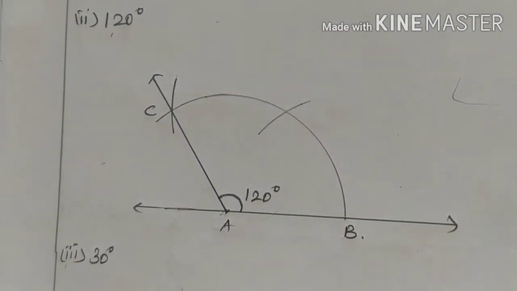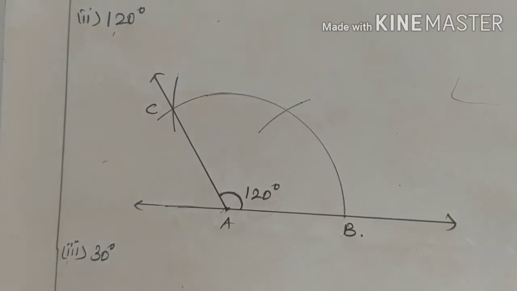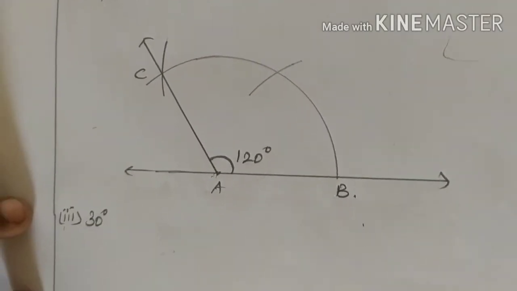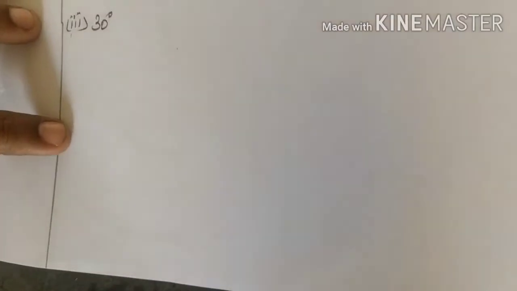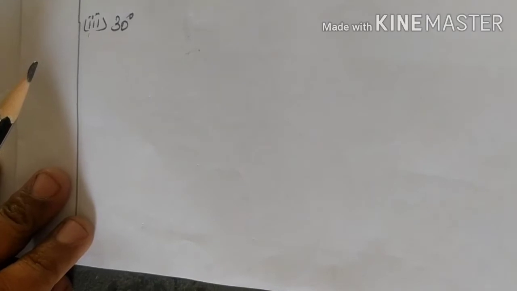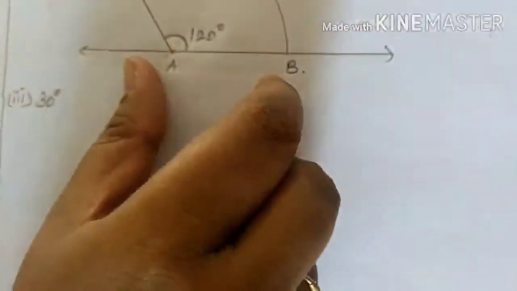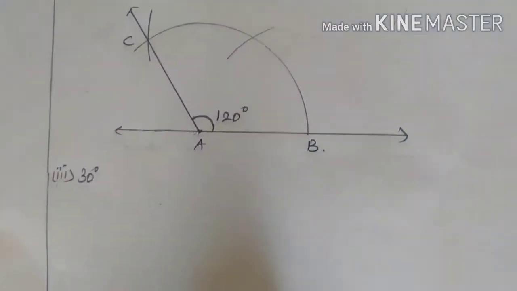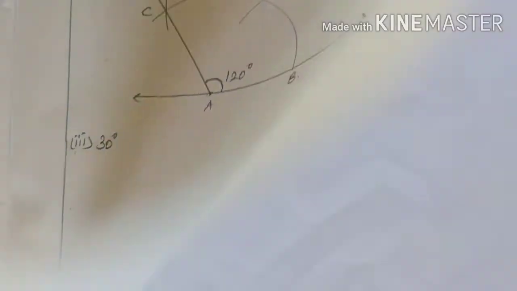Have you understood, children? Now coming to 30 degrees. Ma'am, you drew like this for 60 degrees, and for 120 degrees you again placed it and did it like this. Ma'am, if I normally keep the compass at B and draw an arc, I will get only 60. But what is the procedure to draw 30 degrees?